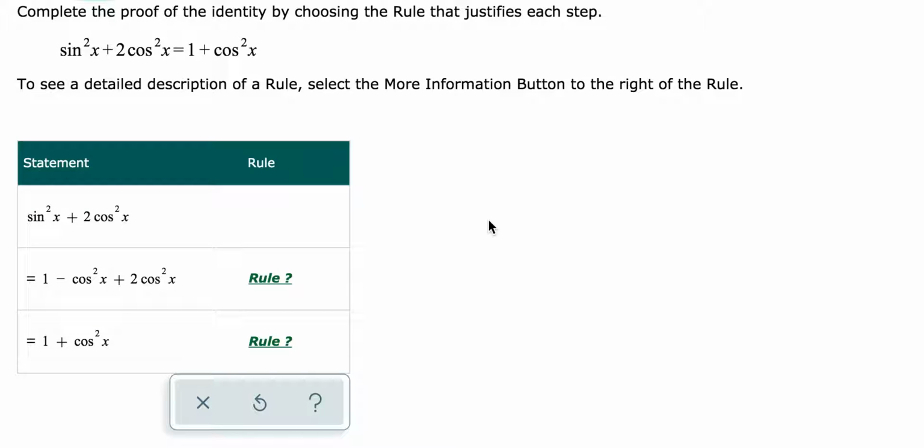Everybody, I just wanted to help with verifying trigonometric identities. So, I've got a couple of examples pulled up here from Alex. For this first one, they just want you to fill in the rules. What they're doing is simplifying as they go along.